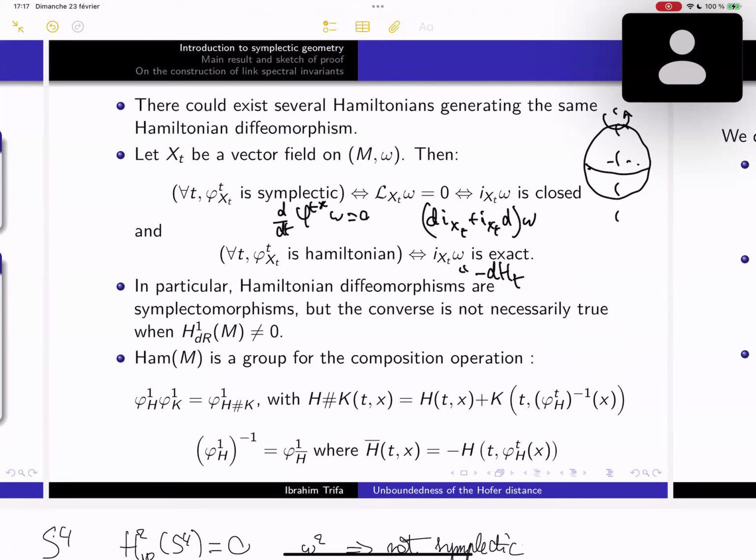The converse is not always true. For instance, when you have a non-trivial first cohomology group, then you could have a vector field which preserves the symplectic form, but such that i_X omega is not exact. For instance, if you take the torus T^2 equipped with omega, which is just the standard area form on the torus. If you take a translation on the torus, it will preserve the area, but one can show this is not a Hamiltonian diffeomorphism.